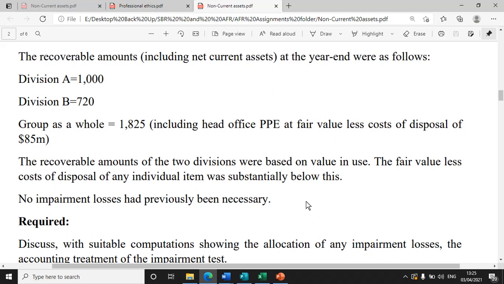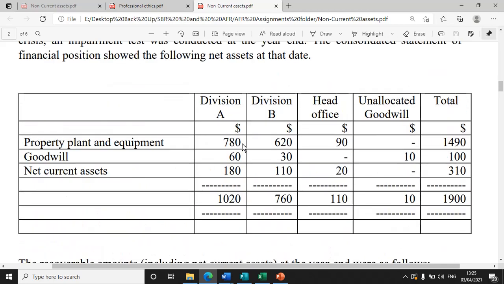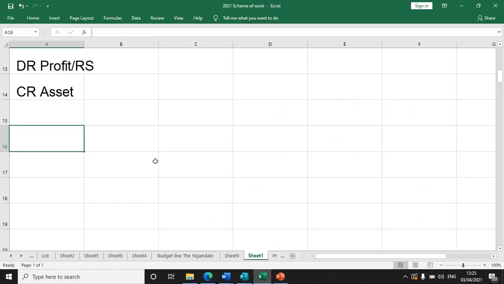All right, so we're going to start allocating impairment. We have to allocate impairment initially to the individual divisions, and then we shall go on to allocating impairment to the entire group. So you will have to write what I'm doing here, and I hope that everything is okay out there.